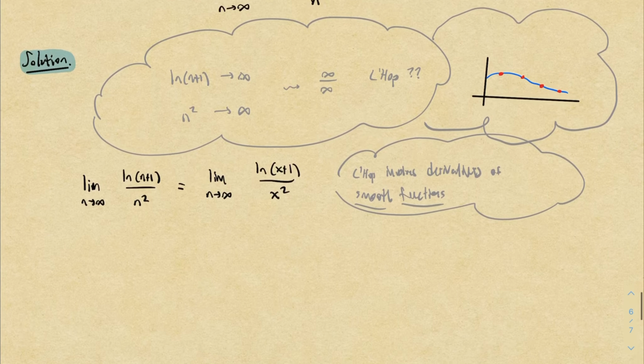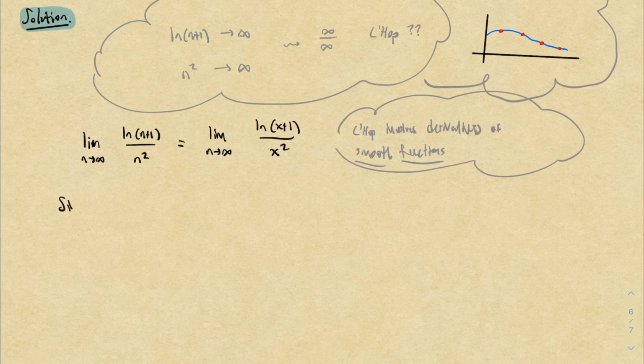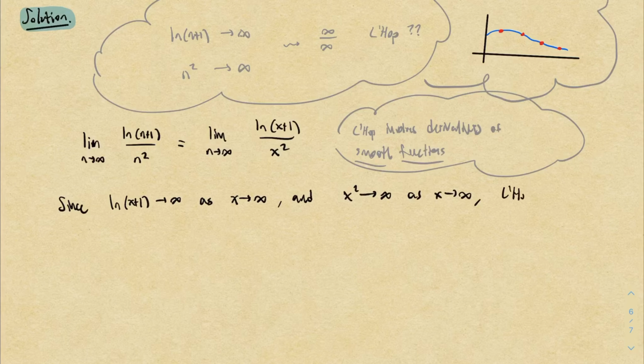Now from here on out, there's nothing new. This is just the limit of a function. The top goes to infinity, the bottom goes to infinity. So L'Hopital's rule applies because this is an indeterminate form of infinity over infinity type.